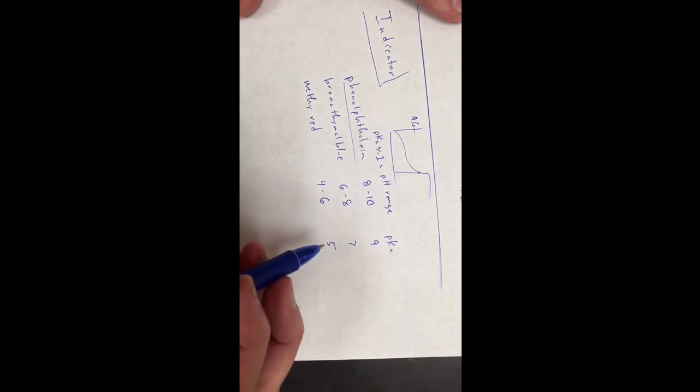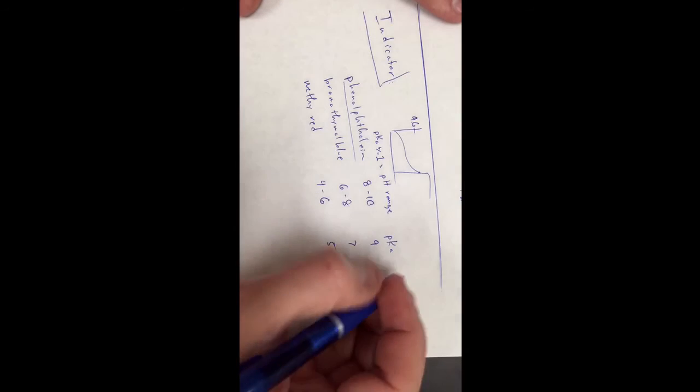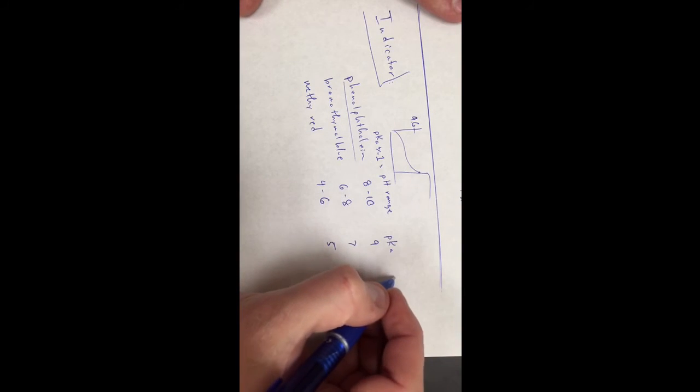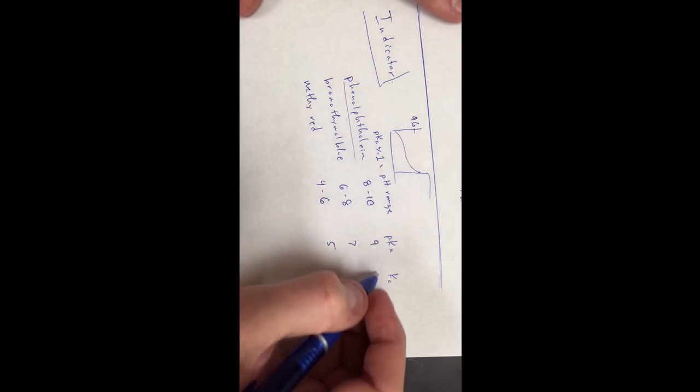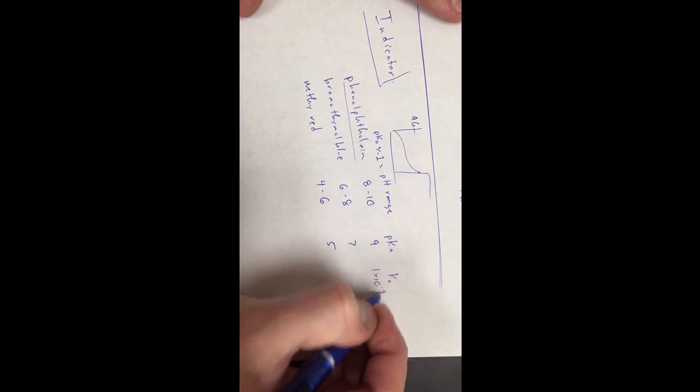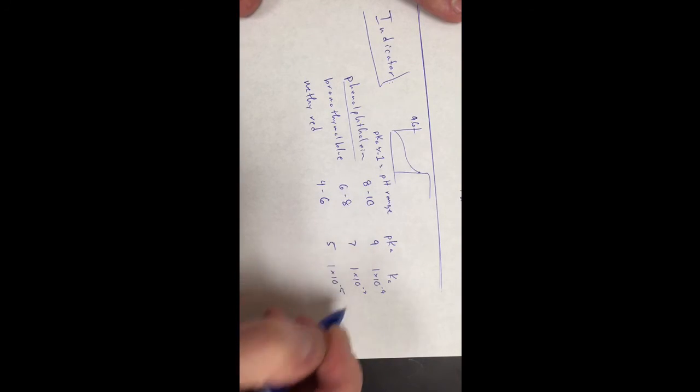Now, they may not give you the pKa, although that is the most common thing they'll give you. They might give you the actual Ka value, and you'd have to take the negative log of it. So this would be just 1 times 10 to the negative 9, and this would be 1 times 10 to the negative 7, and this would be 1 times 10 to the negative 5. So that is another possibility of what they could give you.